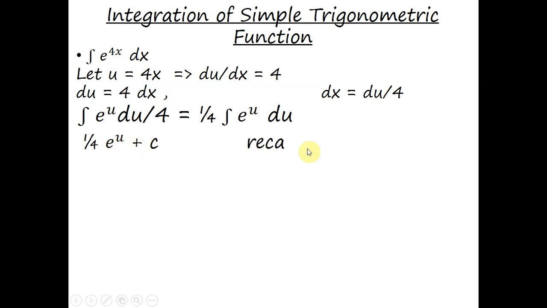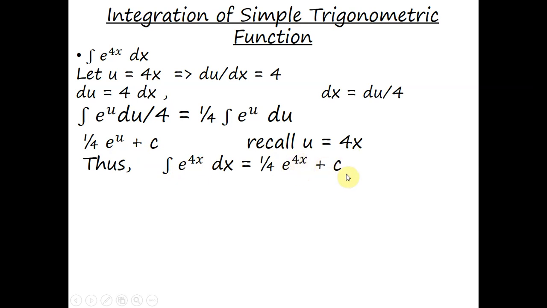But recall that u was something we declared earlier. So you return the declaration back to replace the original. So we have integral of exponential 4x dx is equal to 1 all over 4 exponential 4x plus c. And that is our final answer.